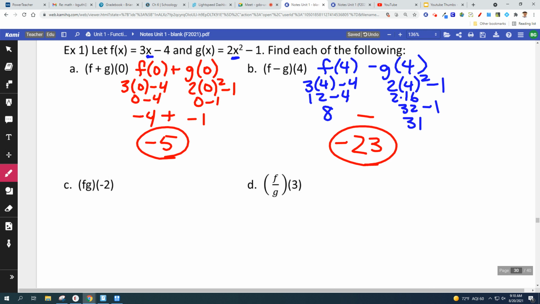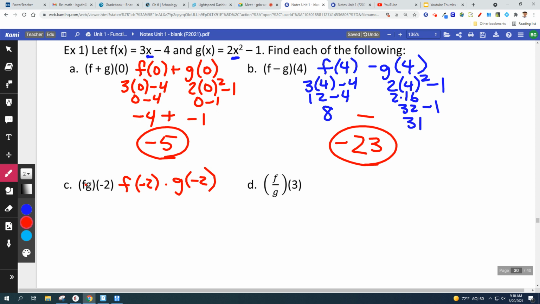Part C, you're multiplying f times g. You're going to plug in negative 2 and you're going to multiply them. Technically, you could do it in the other order if you wanted. If you wanted to multiply the functions first and then plug in the negative 2, that would work as well. But regardless, you've got those two things to do. So if you want to think of it as f of negative 2 times g of negative 2, that might be the easiest way to think about it.